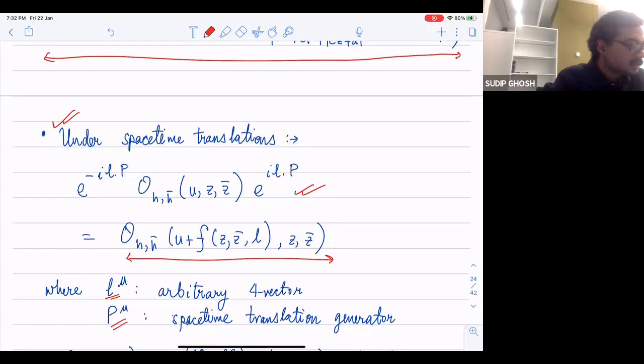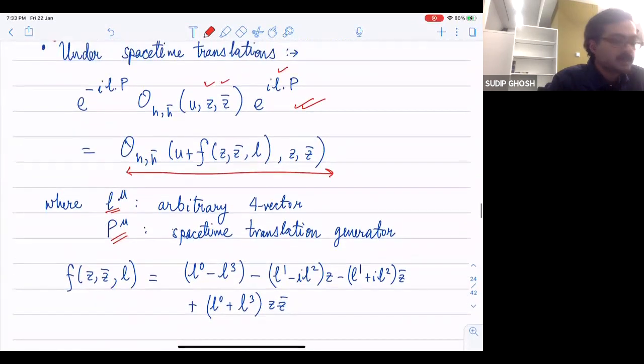So in this case you will see that the scaling dimensions remain the same. So h and h bar remain the same as that of the operator before doing the translation. But what changes is that this u coordinate gets shifted. This label u gets shifted by a particular function which depends on z, z bar, and also on the components of this 4-vector L mu. And this f of z, z bar has some explicit form, which is given by something which looks like this.